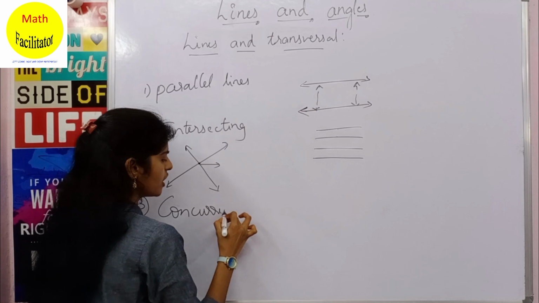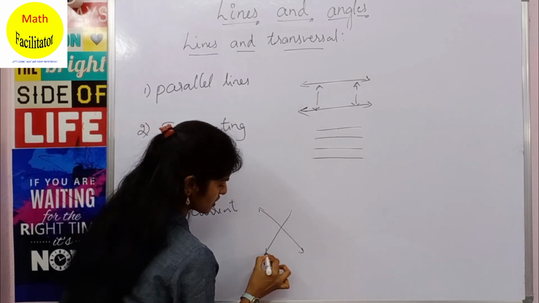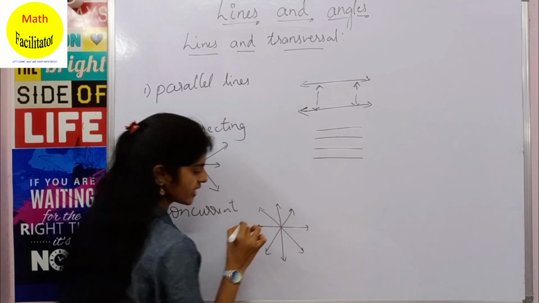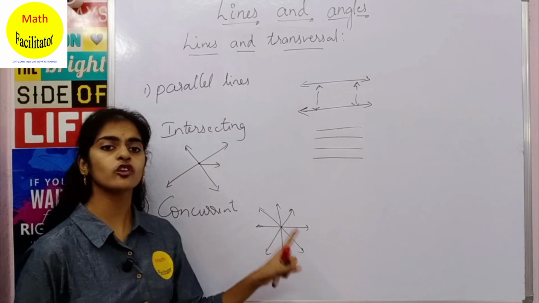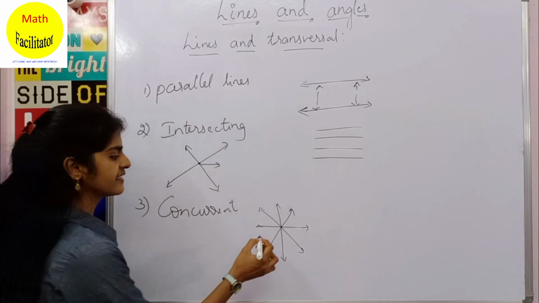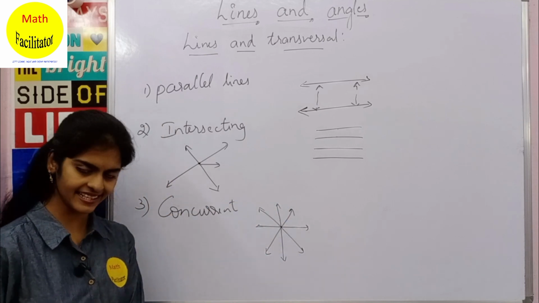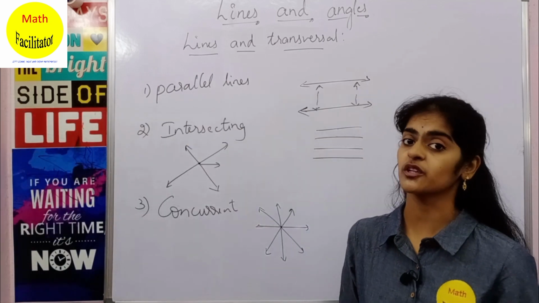Now let us learn the next type of line, which is concurrent lines. Do you remember what are concurrent lines? Suppose there are two or more lines. Suppose you have lines in this way. Clear? And all these lines, you can see, are meeting at a single point. So these lines are called concurrent lines. And this point where all these lines are meeting is called the point of concurrence. Clear? So these are the different types of lines we have learned.